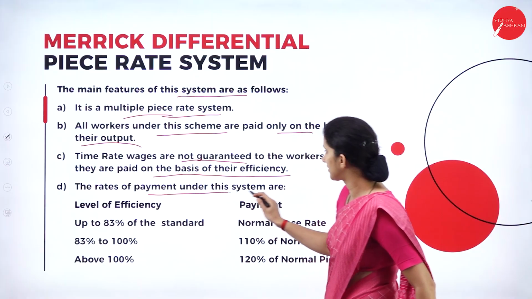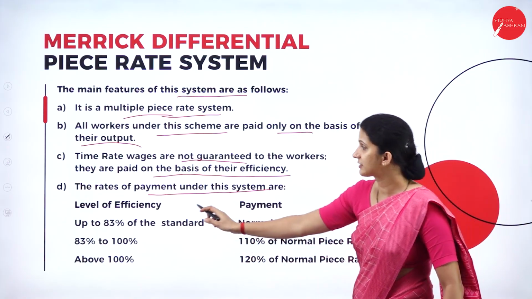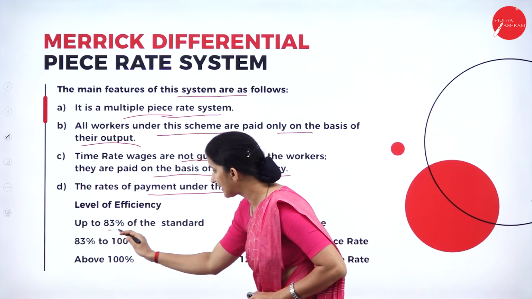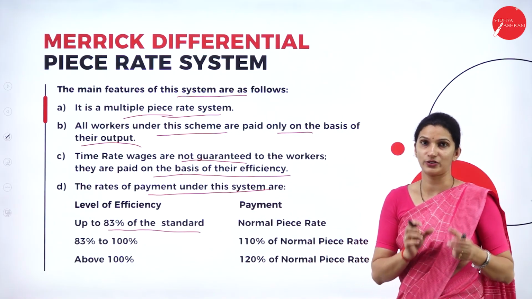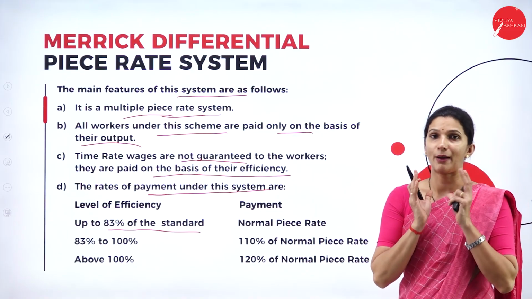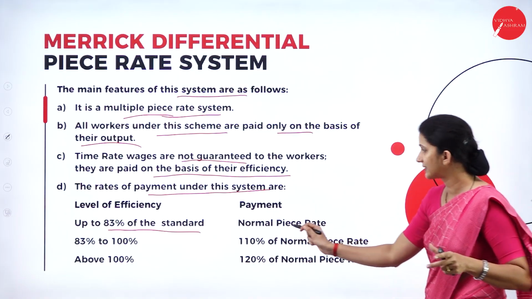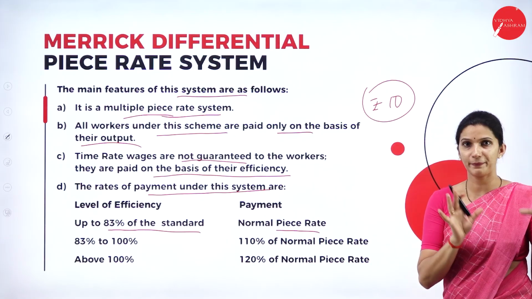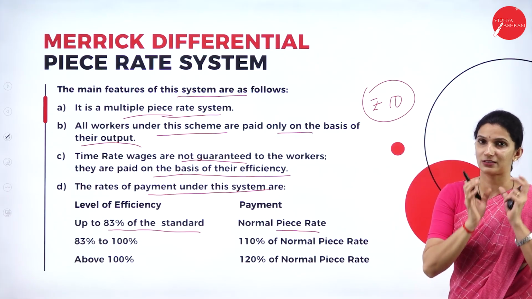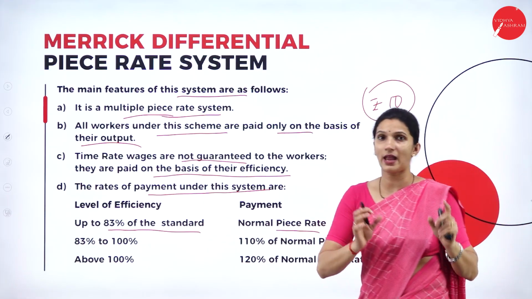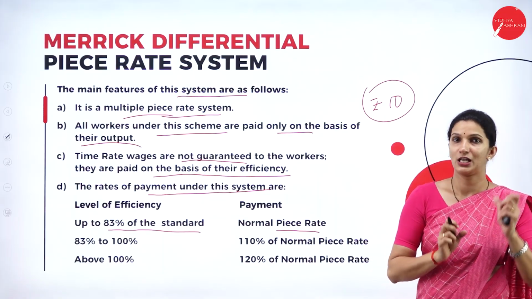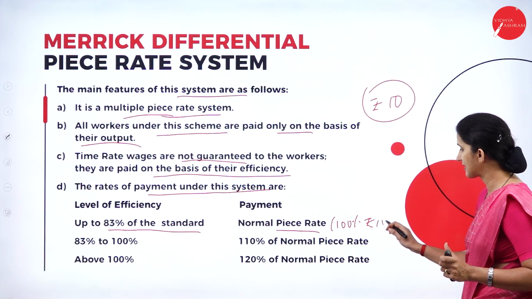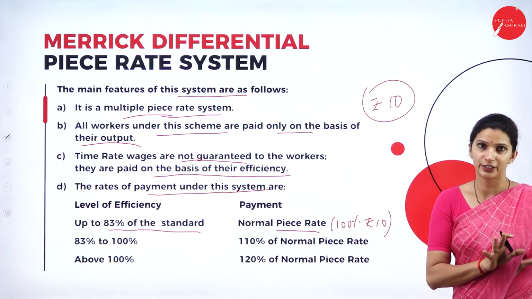So the rates of payment under this system, here it is important, 3 types of piece rate are fixed. One, it is up to 83% of the standard. That means if a worker has achieved up to 83% of the standard, he will get the normal piece rate. Suppose your piece rate is rupees 10. Just assume that the piece rate is fixed at 10. If any worker's standard is only up to 83%, then he will get the normal piece rate, that is 100%. That means in this example, he will get only 10 rupees per unit.